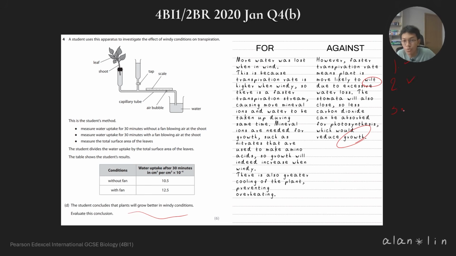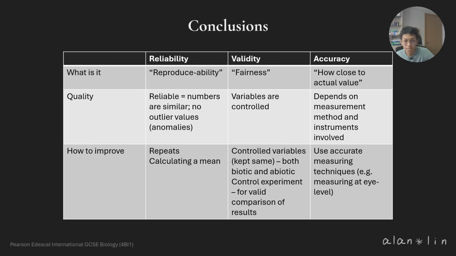But what about step 3? Let's assess the experimental method. Is the experiment good? And when we assess the experimental method, the thing that I like to look at most often is reliability and validity. As for accuracy, it rarely comes up in biology, so I tend to ignore it.